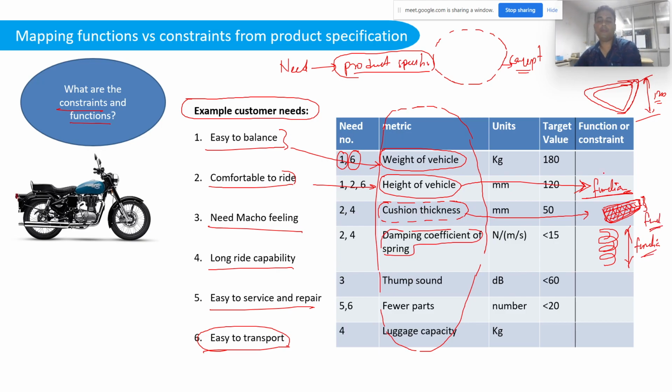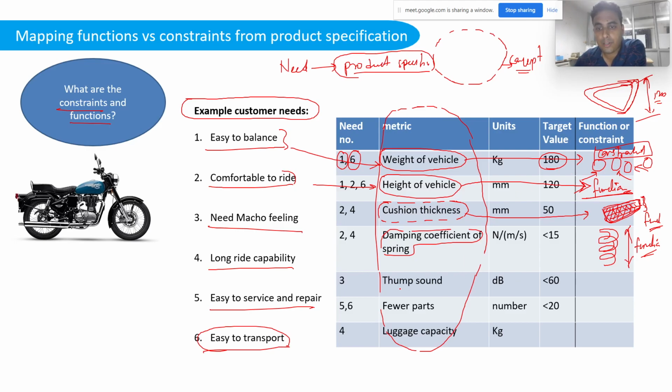However, there are certain matrices over which we don't have control. For example, the weight of a vehicle. We cannot pre-decide this particular matrix, because there is no way we can initially fix a particular weight of a vehicle, as there are a lot of dependencies on various functional elements. What we can say is that this is a constraint, that the weight should be maximum 180 kg, and we need to select different components or parts in order to meet this constraint.